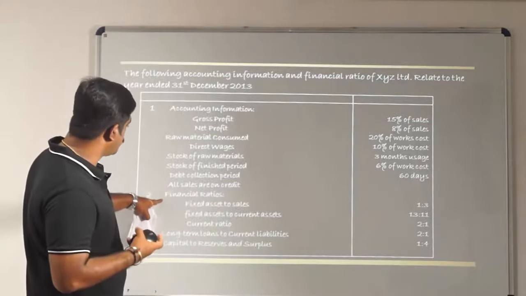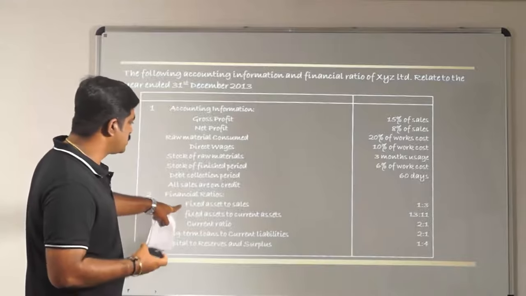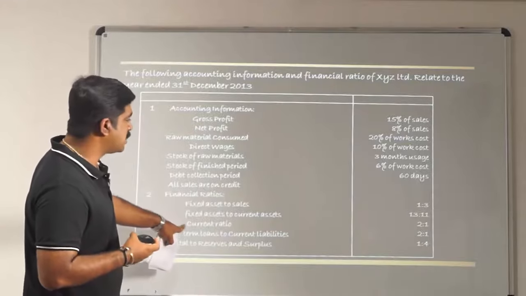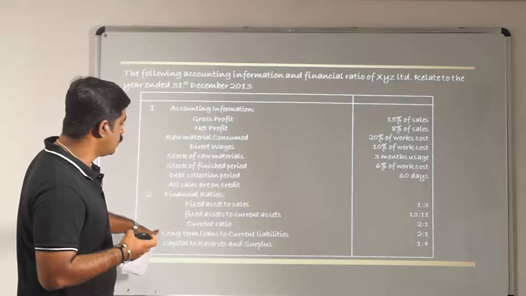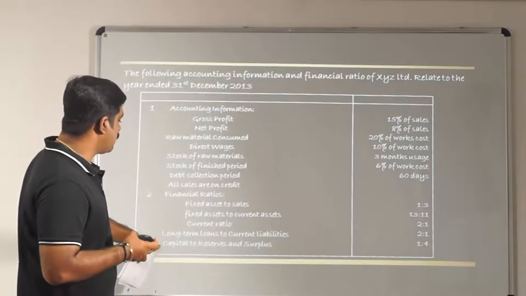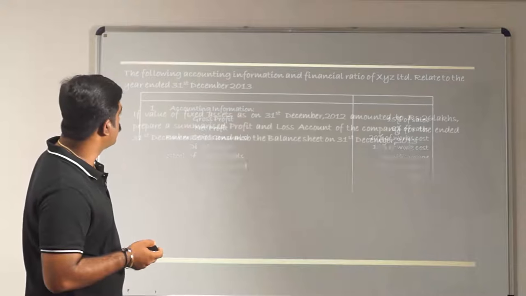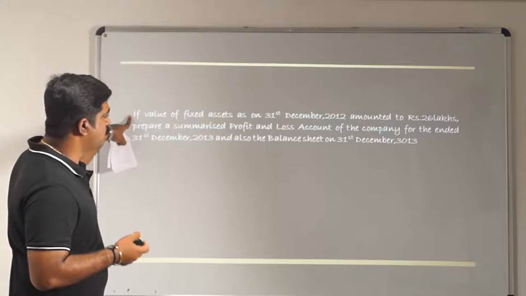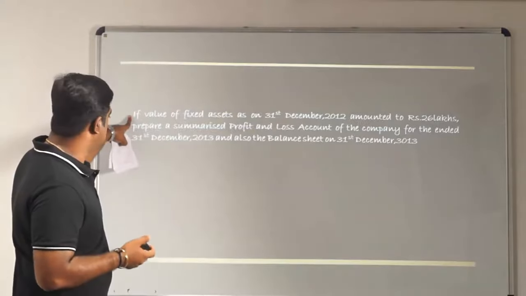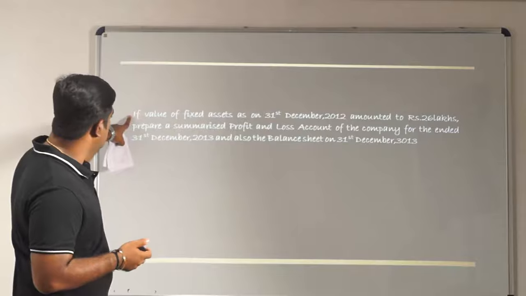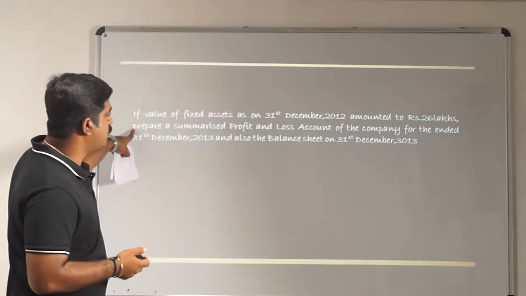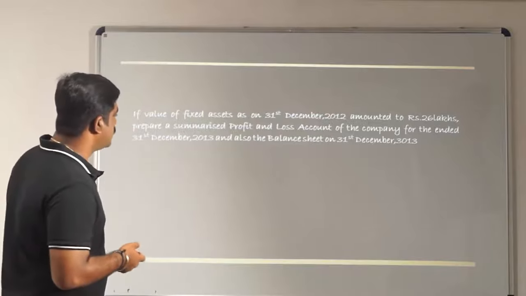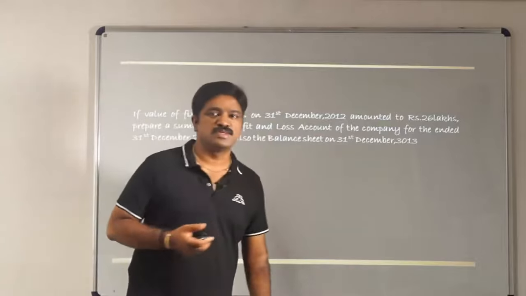Then we have some financial ratios: fixed assets to sales is 1:3, fixed assets to current assets is 13:11, current ratio is 2:1, long-term loans to current liabilities is 2:1, capital to reserves and surplus is 1:4. Then, if the value of fixed assets as on 31st December 2012 amounted to 26 lakhs, that is 2,600,000, we have to prepare a summarized profit and loss account, that's income statement, of the company for the year ended 31st December 2013 and also the balance sheet on 31st December 2013.